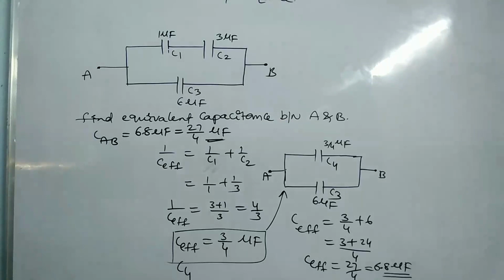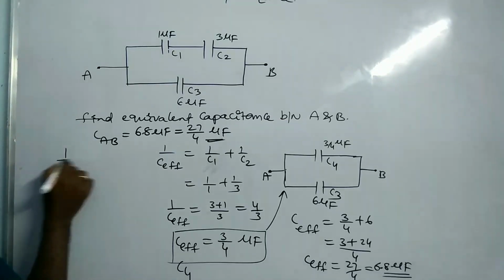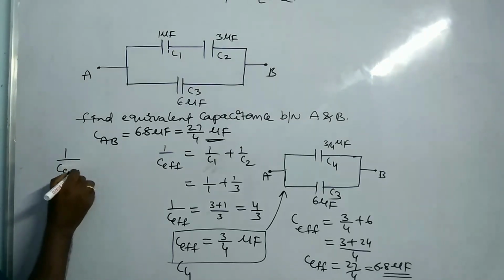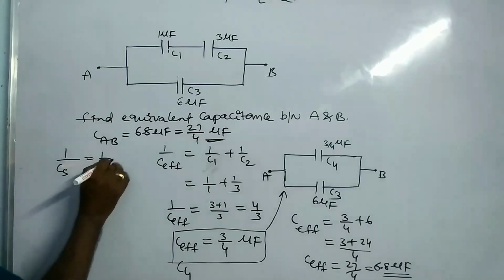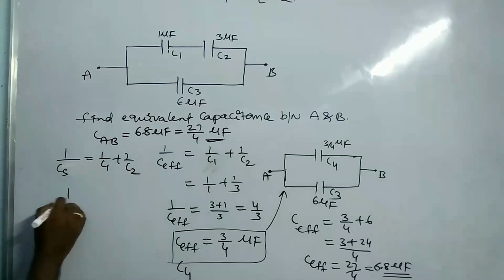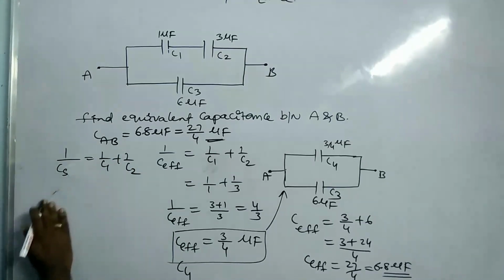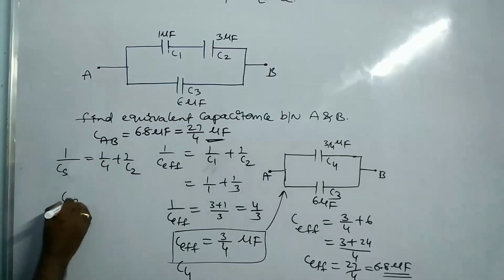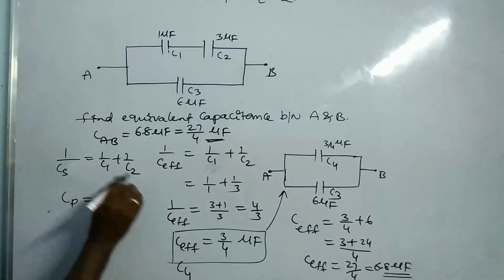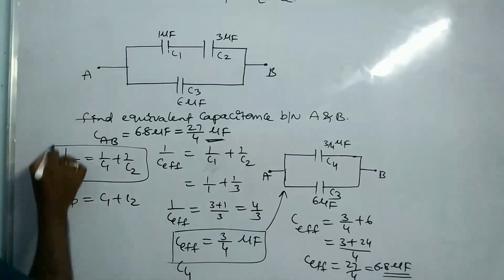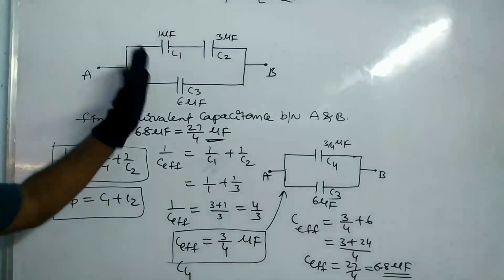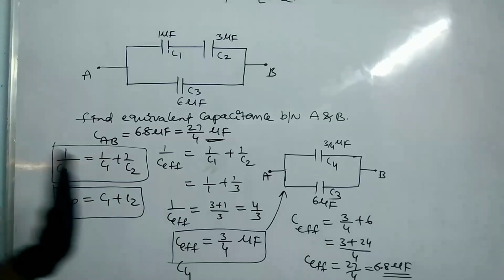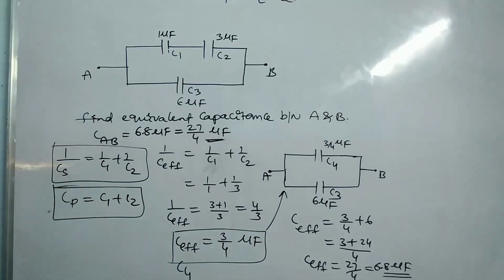If there is a series combination, 1 by CS is equal to 1 by C1 plus 1 by C2. If there is a parallel combination, then you find the equivalent capacitance CP as C1 plus C2. These two are very, very important formulas you have to remember to find the equivalent capacitance of any circuit. Let us see one more example.